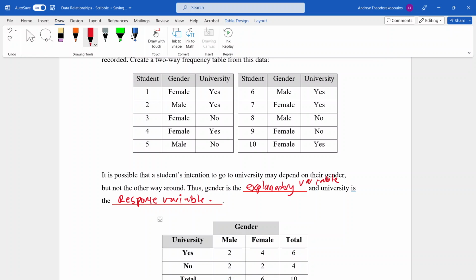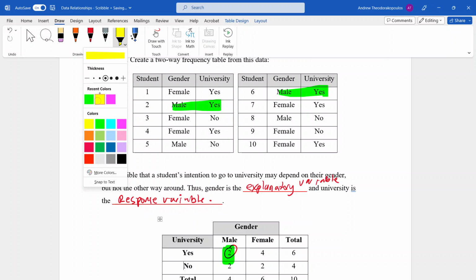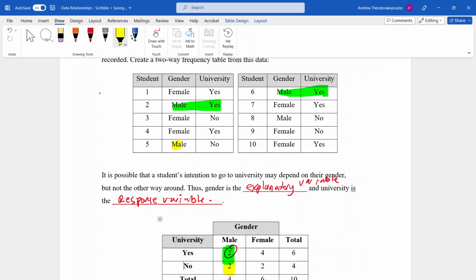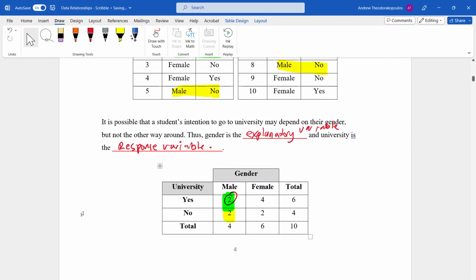Okay, so essentially what they've done here is, how many are male and said yes? There's one here and there's one here, so there's only two of them there. How many are male and said no? So male no, male no. And for the other two as well, you can see that there are 4 females who said yes and 2 females who said no. It's really important to note what's going on the outside here.